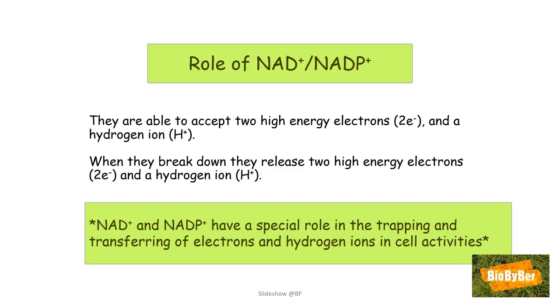They are able to release 2 electrons and a hydrogen ion. So in a nutshell, according to the syllabus, NAD+ and NADP+ have a special role in the trapping and transferring of electrons and hydrogen ions in cell activities. Let's have a closer look at this so that we can understand it a little bit more.